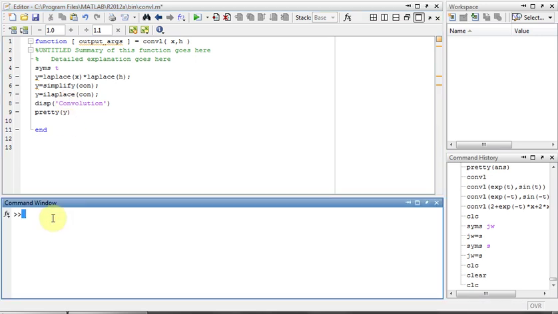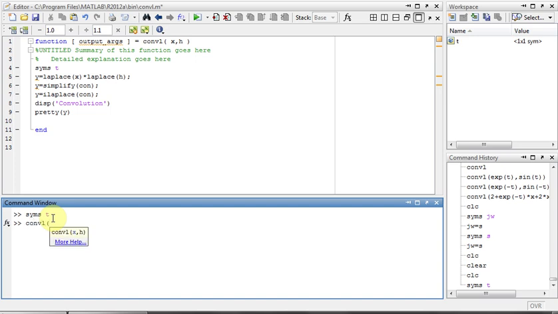So let me demonstrate with an example. First of all, syms t. For instance, conv, my input function is, let's say, exp of t. Let's say I have input of sine t. And my impulse response is exp of minus t. I have just entered this expression, and here is my x of t, and here is my h of t.